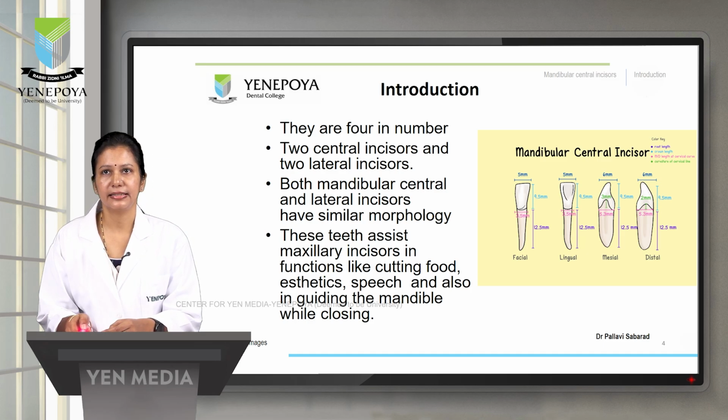And this right side image shows the different measurements of the mandibular central incisor, that is the height of the crown, which is 9.5 millimeters, and the height of the root, 12.5 millimeters. The mesiodistal width of the mandibular central incisor at the cervical 1/3 is 3.5 millimeters, and the mesiodistal width at the crest of curvature is 5 millimeters. Similarly, when we view the tooth from the mesial or distal aspects, it will show different measurements that I am going to discuss in the upcoming slides.